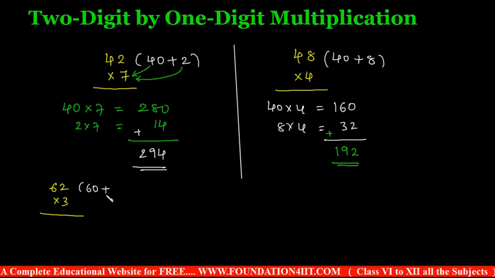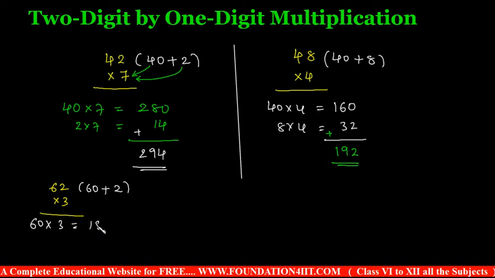This is 62. Okay, 60 plus 2. While you're reading the number, 62 times 3, 62 into 3, you practice loudly and then internally. 62 into 3 is the question. So immediately I have to keep in mind 6 into 3, 18, 0.